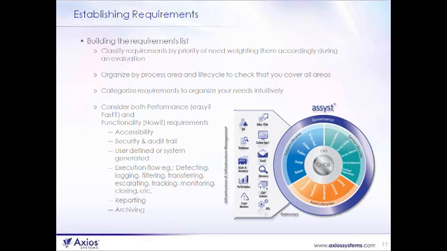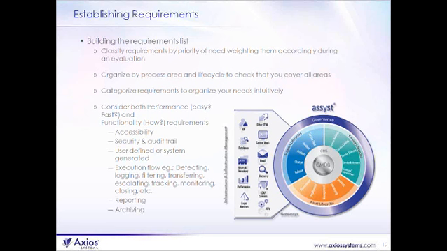Organize the requirements by process area. So you start to develop that life cycle flow, and that helps you to check that you've covered off all the areas that you're looking to automate in your solution. So keeping the requirements list itself organized by process area, by priority, and by weight is a really good way to make sure you've covered all the areas off.